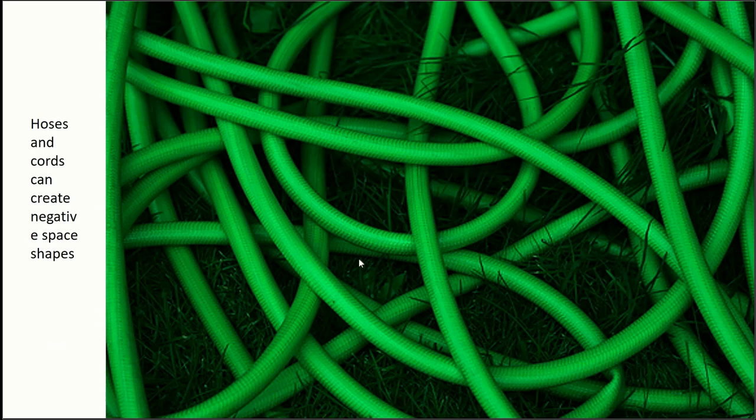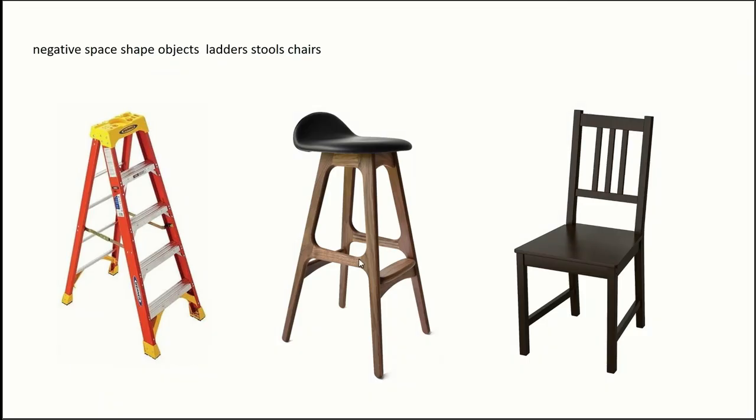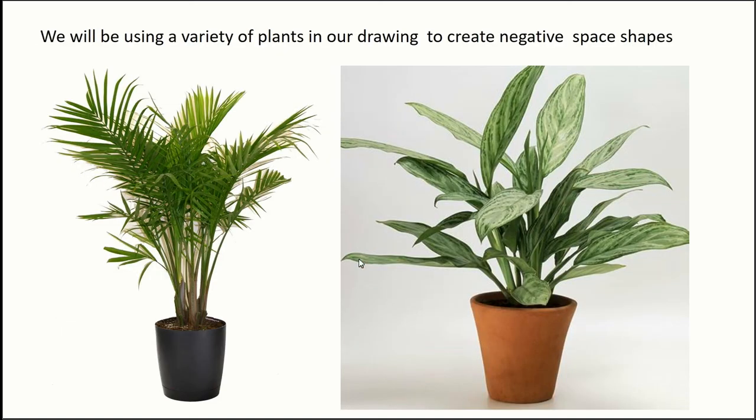Some of the things that can make really great negative space really easily is things like string, thick string and yarn and cords and hoses. Things like ladders and chairs and stools. And one of the things that's the easiest to find that actually does make great negative space shapes is plants. You can overlap them by taking this plant and kind of overlapping it with this plant. You could create negative space between the two.